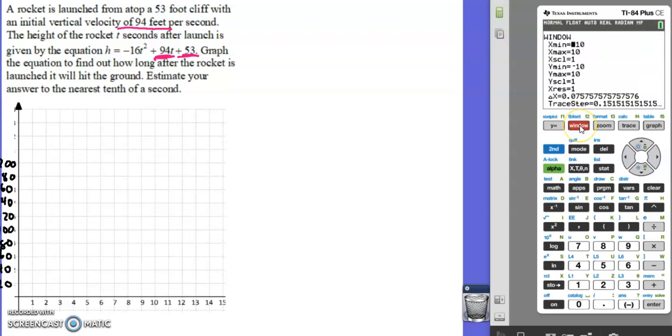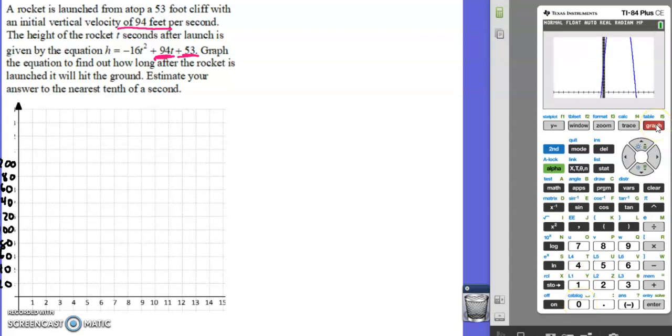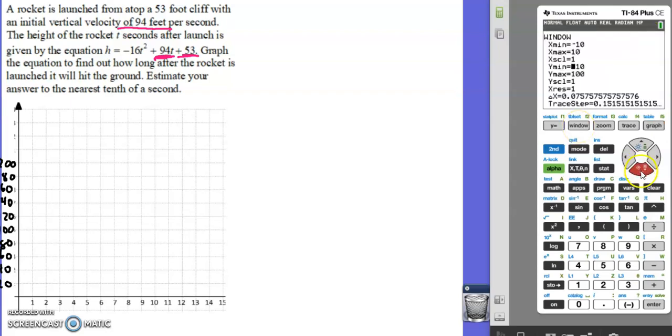If you go to Window, you want to change the Y maximum to a higher number than 10. It's kind of a guessing game. You don't really know how high it goes right now. So I'm just going to plug in 100 and push graph again. I still can't see the highest part of the problem, so I'm going to go back to Window and change it to 200.